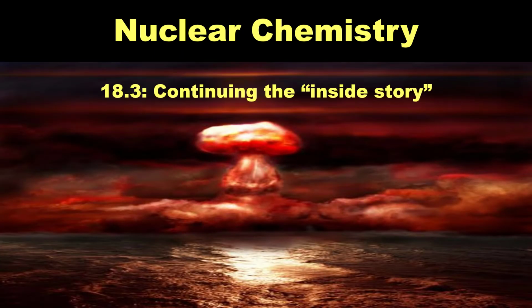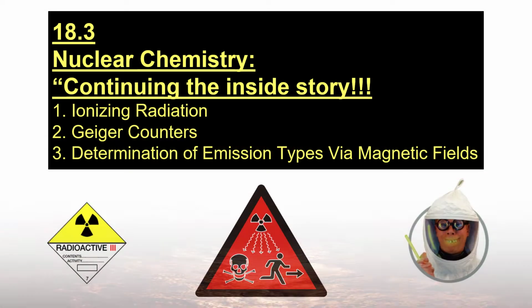Welcome to this video in the nuclear chemistry unit. This is 18.3, where we are going to continue the inside story. Today you guys are going to be learning all about ionizing radiation and its dangers, Geiger counters and how they detect radioactivity, and how exactly we determine the types of radioactive emissions different substances will spit out, and we are going to do that via magnetic fields.